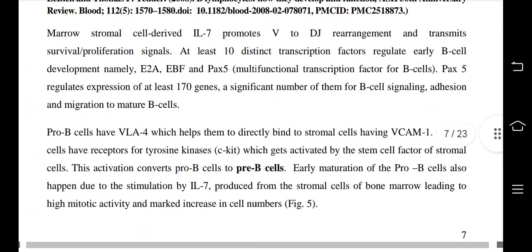Marrow stromal cell-derived IL-7 promotes V to DJ rearrangement and transmits survival and proliferation signals. At least 10 distinct transcription factors regulate early B cell development, namely E2A, EBF, and PAX5, a multifunctional transcription factor for B cells. PAX5 regulates expression of at least 170 genes, a significant number of them for B cell signaling, adhesion, and migration to mature B cells.